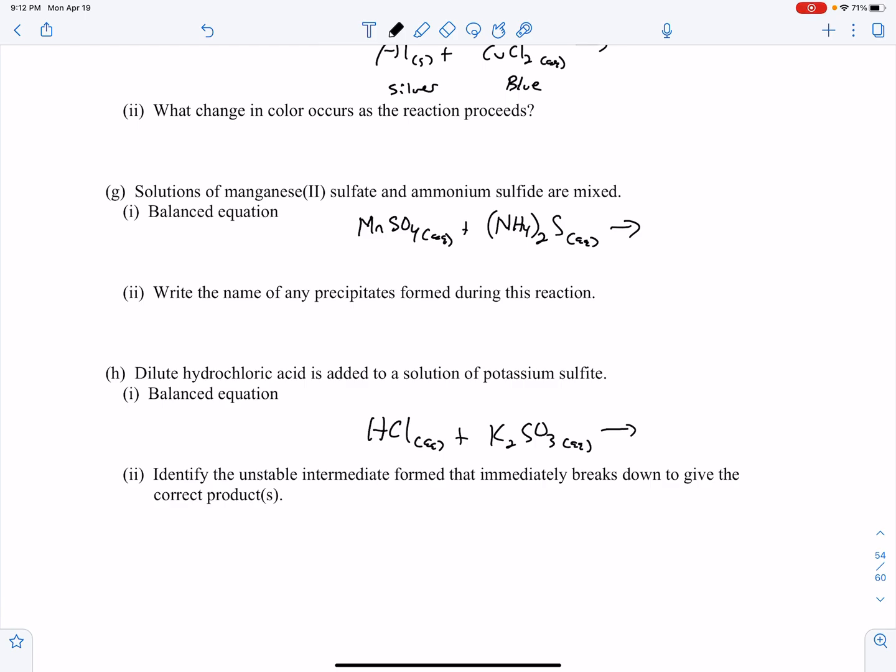Okay. I think that's it. I think we've gotten through everything. If you have questions about this, Reaction Prediction 27 due Friday, please ask.